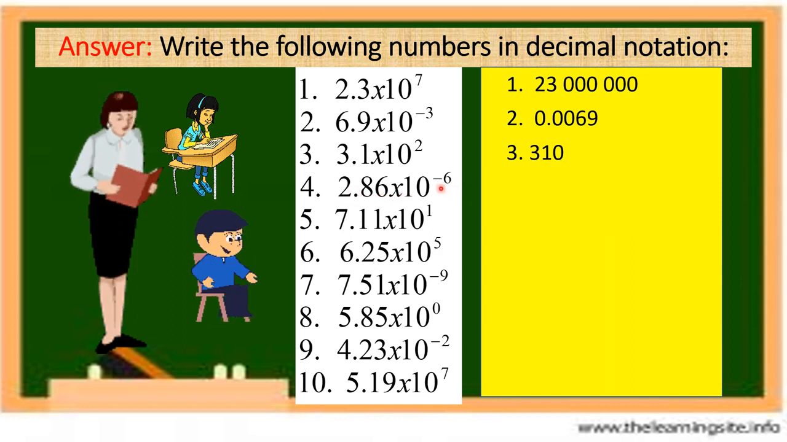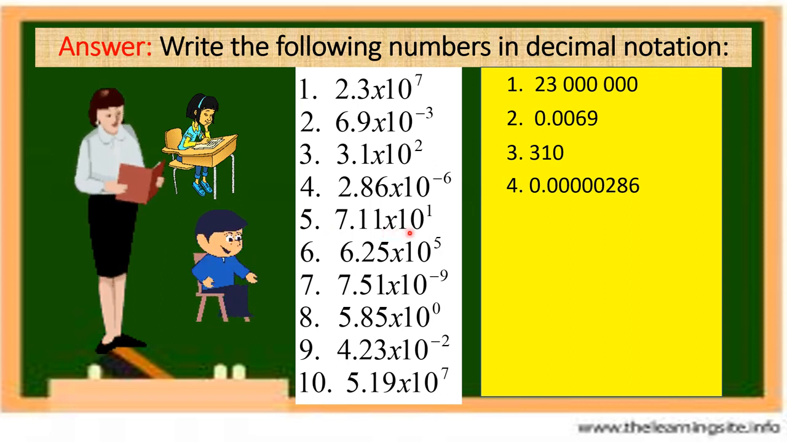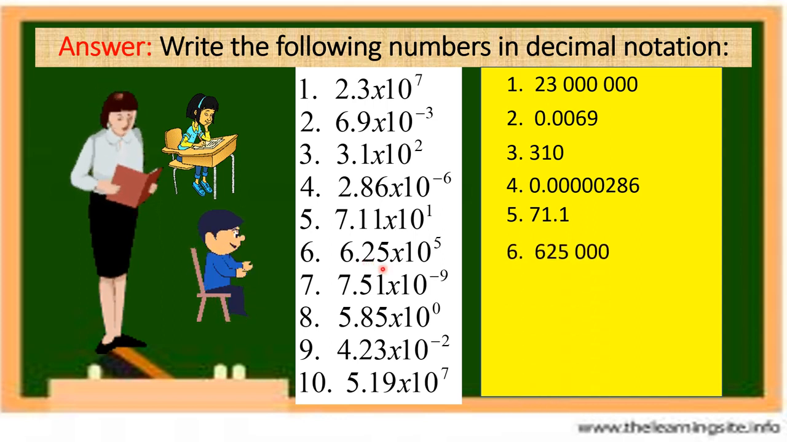2.86 times 10 raised to negative 6. We have already 1. We have 5 zeros before. Then 7.11 times 10 raised to the 1st power is 71.1. 6.25 times 10 raised to the 5th. We have already 2. We have an additional 3 zeros. 7.51 times 10 raised to negative 9. We have already 1. We need 8 zeros.